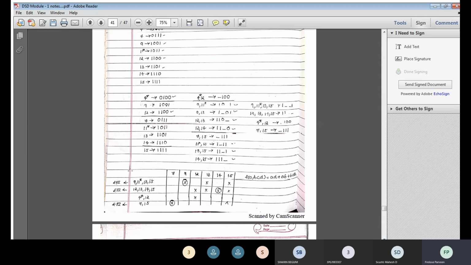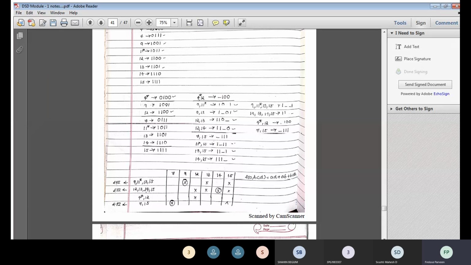So write the prime implicant table: 9, 11, 13, 15; 12, 13, 14, 15; 4 and 12; 7 and 15. So put the cross marks and look for the single cross mark. When you are looking for the single cross mark, where is it? It is here, here and here. So which ones are your essential prime implicants? 9, 11, 13, 15 and this one and this one. So what will you be getting? This is AD.